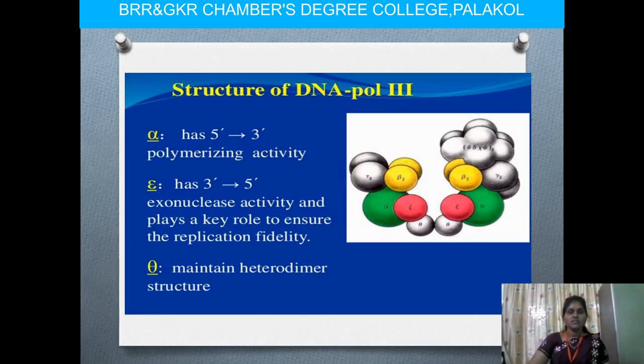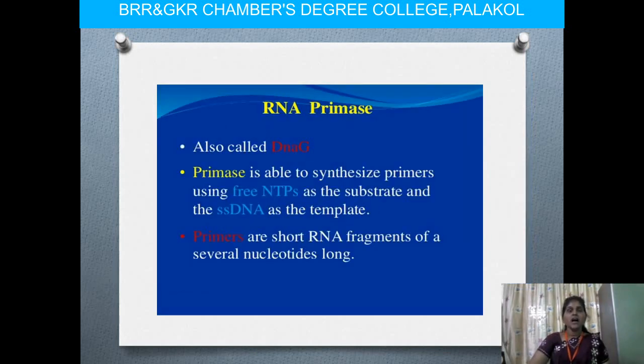Main, it is used for the heterodimer structure, and the preparation of the structure can be by the theta subunit. So these have different types of activities which are involved in the replication and also in DNA mutations, and it also helps in the DNA repair process. And then RNA primase. It is also called DNA G.